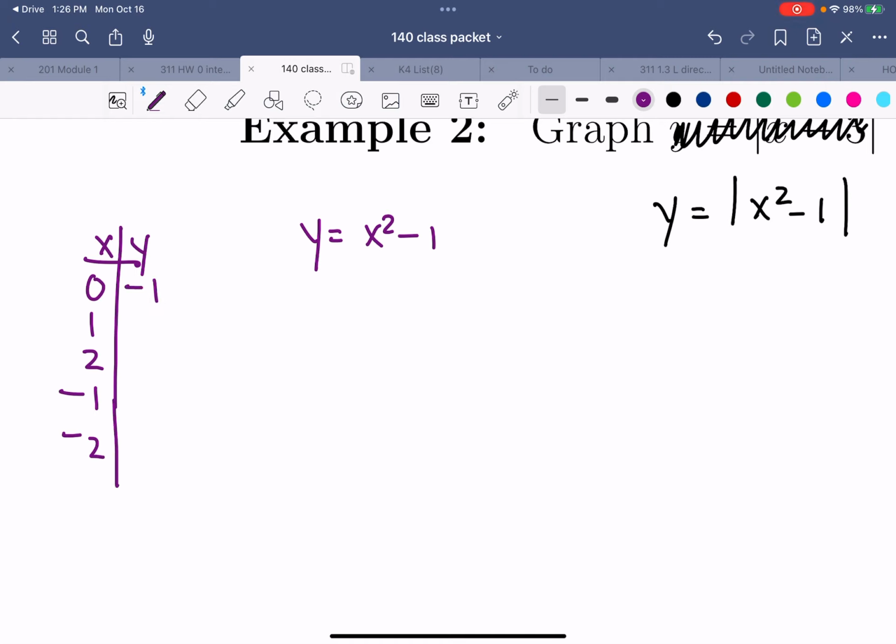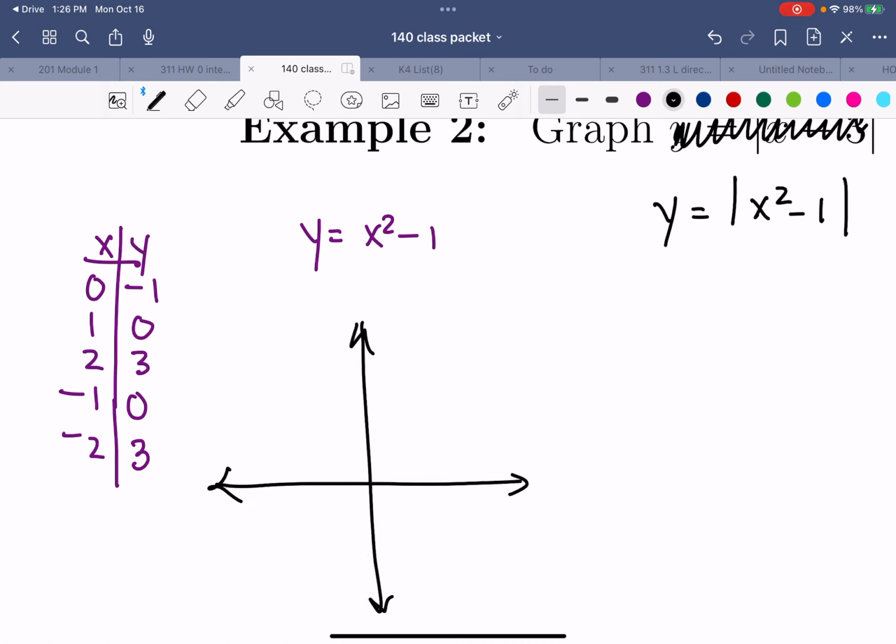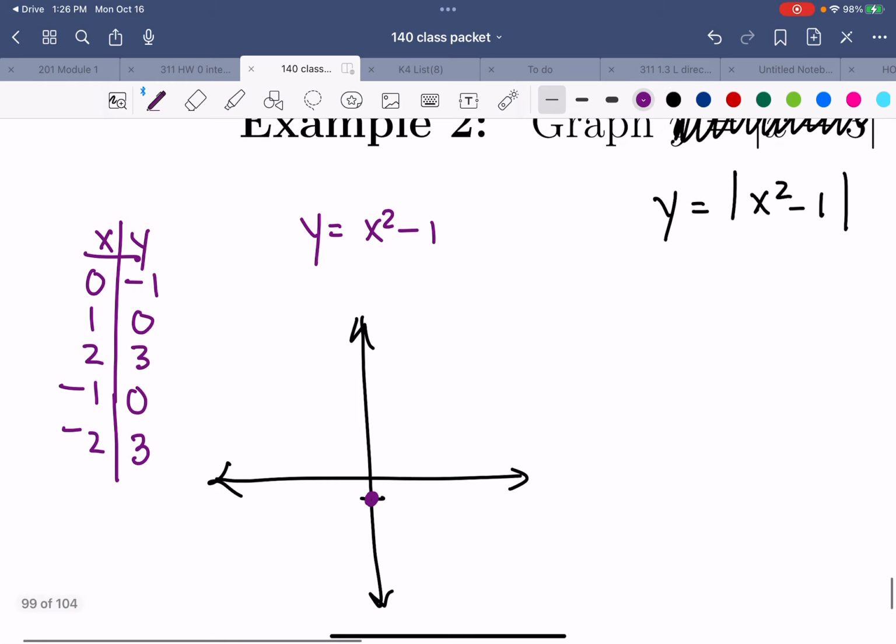When I plug in 0, it's negative 1. 1 squared is 1, minus 1 is 0. 2 squared is 4, minus 1 is 3. Negative 1 squared is 1, minus 1 is 0. And negative 2 squared is 4, minus 1 is 3. So if we go ahead and graph that, I get 0, negative 1, so I get a point down here. And then I get 1, 0, and negative 1, 0. And I get 2, 3, and negative 2, 3. And so I get a parabola that looks like this.